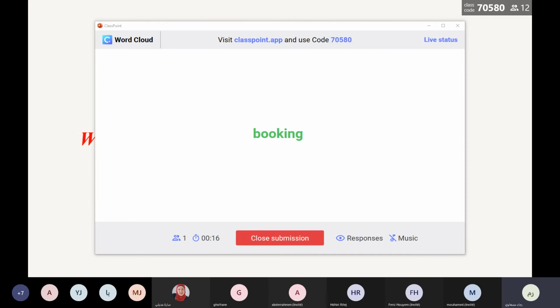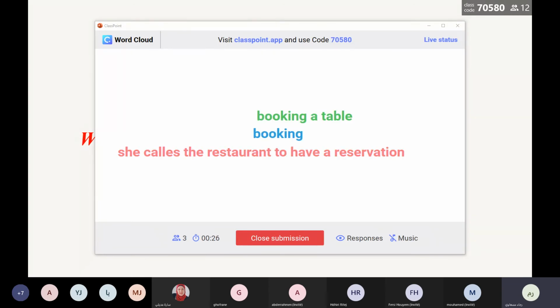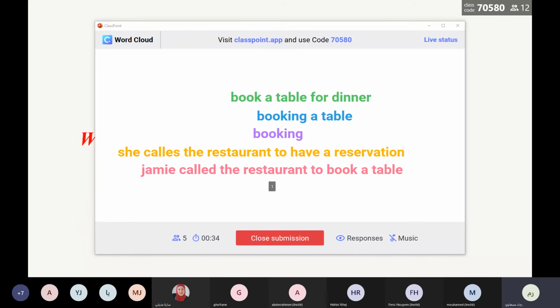So what is the content? She calls the restaurant to have a reservation. Very good. Booking a table. Excellent. Well done. Jamie called the restaurant to book a table. Very good. Book a table for dinner. Great. Great job to all of you.